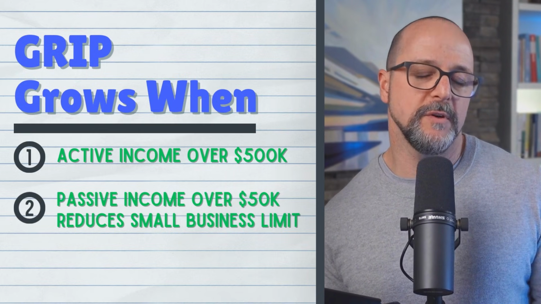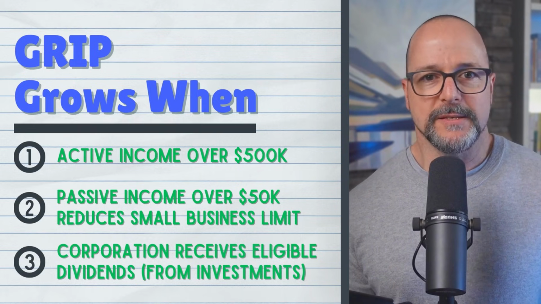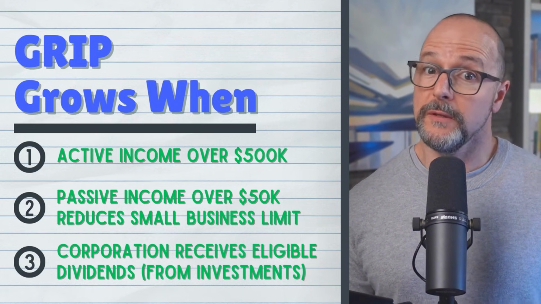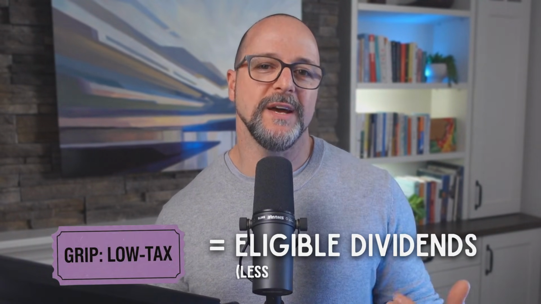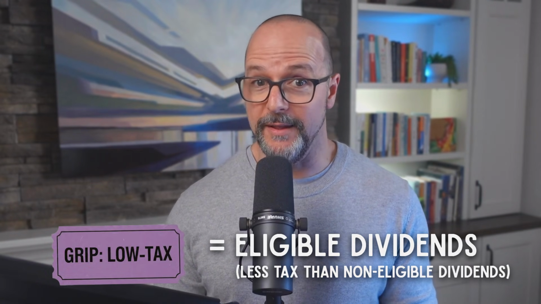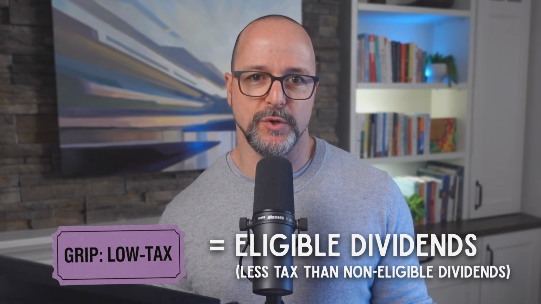And the third way is if Dr. Alex received eligible dividends from his investments. In these cases, the corporation pays the high general rate or receives income that's already been taxed at that rate. And to make it fair, the CRA gives him a GRIP coupon. Dr. Alex can then use that coupon to pay himself an eligible dividend, which has a lower tax rate than the usual kind of dividend, which is a non-eligible dividend. That's why GRIP is like a low tax coupon.